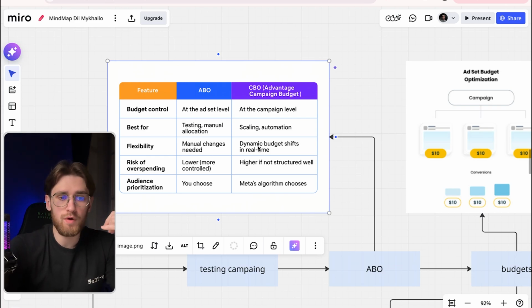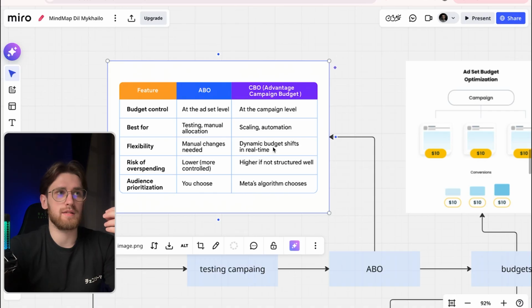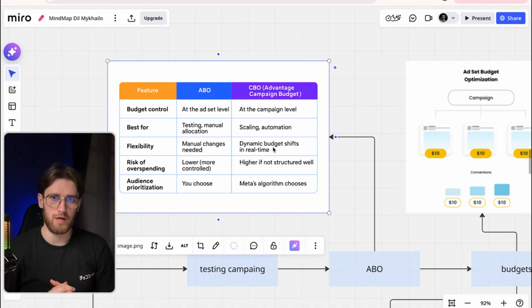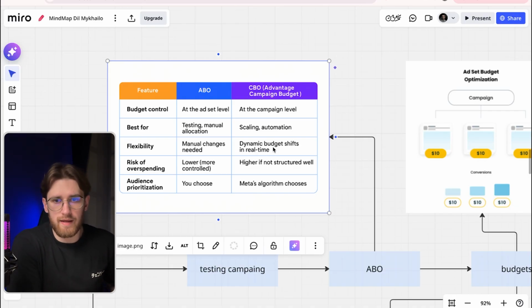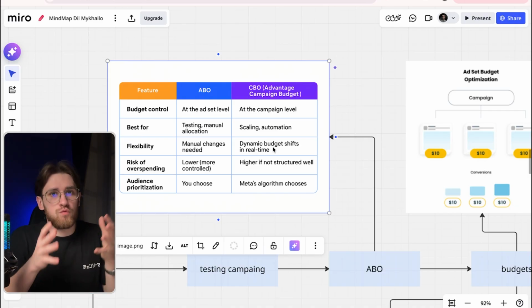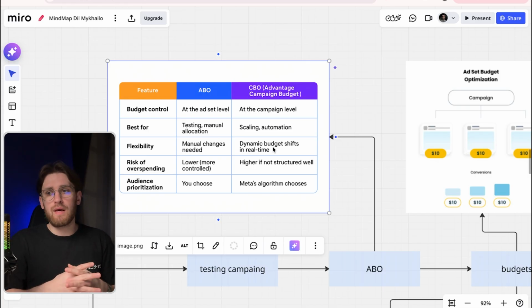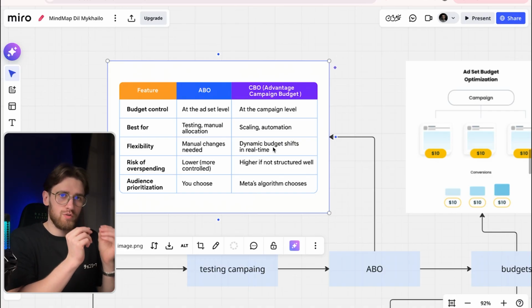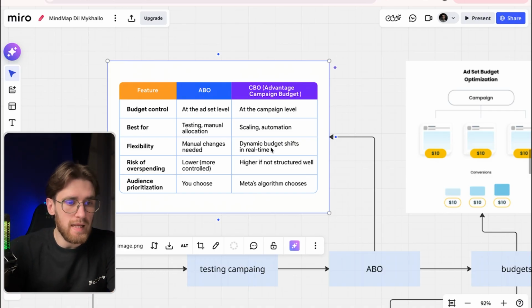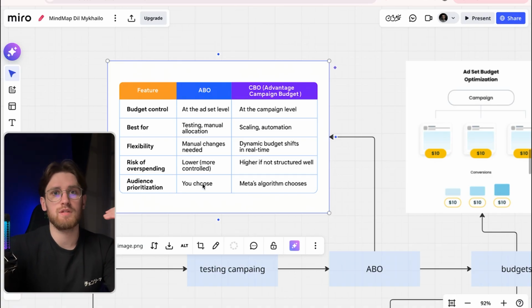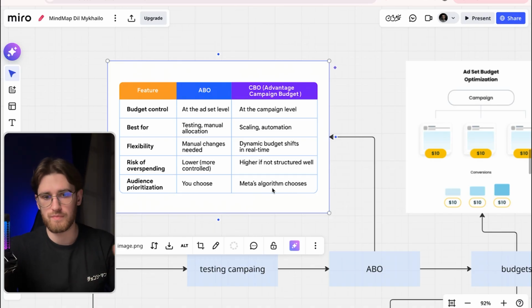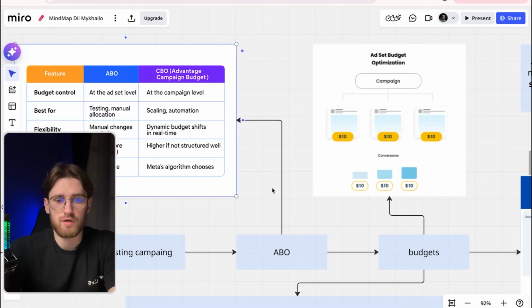Then CBO is more dynamic budget optimization. It's a very big difference, because when you scale budget, when you have, for example, $1,000 a day, 5, 10, 30K a day, of course CBO is much better. But when you only test new creatives, some new bundles, you should control it by hand. And there's audience prioritization: we choose which audiences they should go to, and of course with CBO, the Meta algorithm chooses which ad set should spend more money. Big difference.